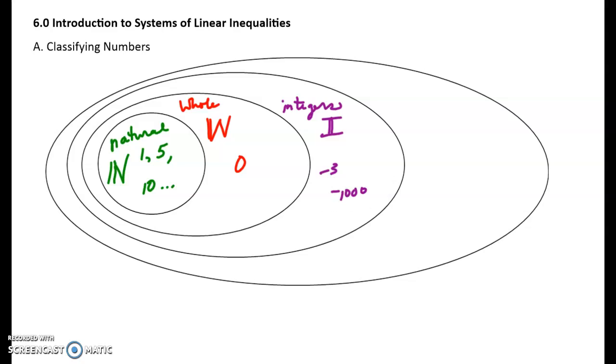Okay, then the next classification are real numbers. We abbreviate them, as you know, with a capital R. These include all natural numbers, all whole numbers, all integers, and infinite numbers between each of these. So that would include decimals, fractions, etc. Now, real numbers are divided into 2 different categories. So let's put a dotted line here.